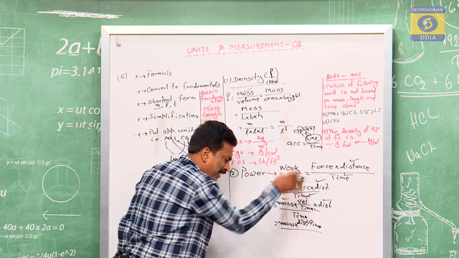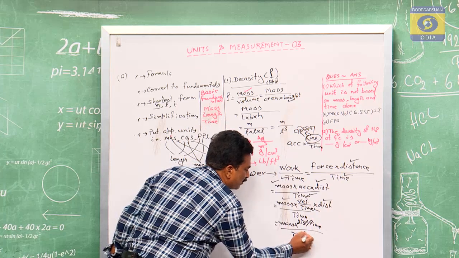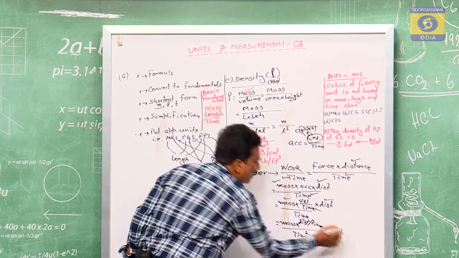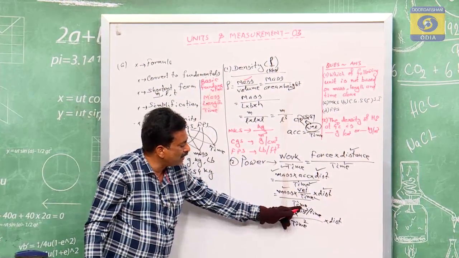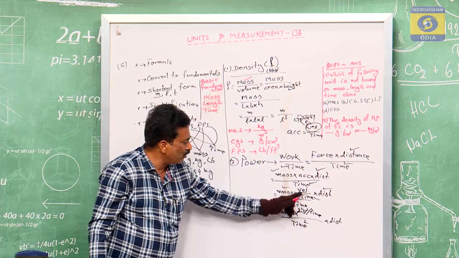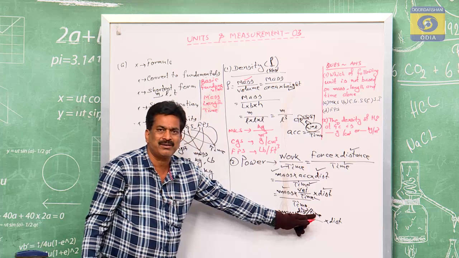This time I have taken to the denominator. So again this denominator becomes time square into the distance. Clear, my students? This is the velocity by time. This time I took to the denominator, so time into time becomes time square. Only the numerator remains velocity. Velocity is displacement by time.